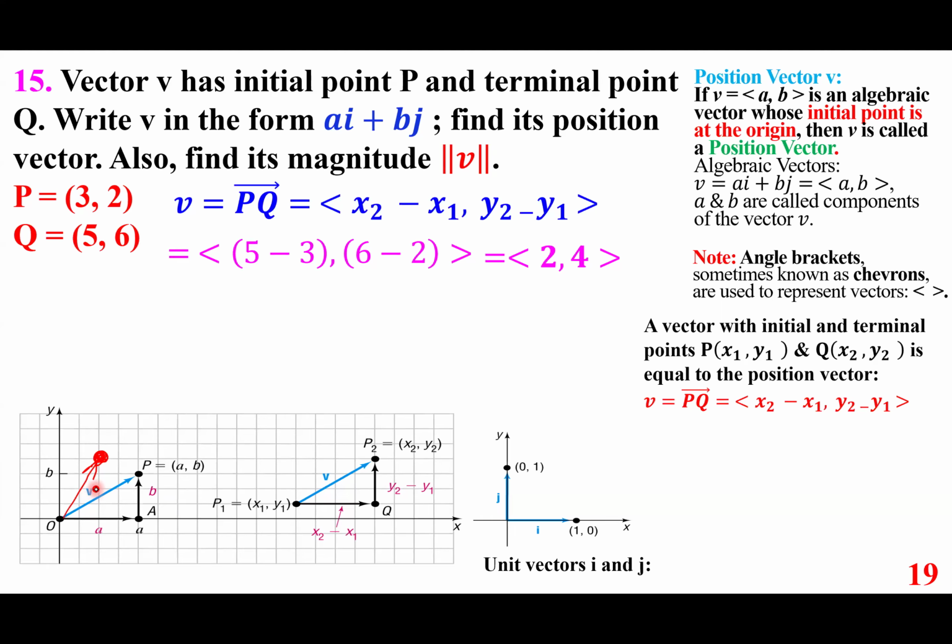All right, so having said that, let's look at the format with ai and bj, exactly the same thing. 5 minus 3 i, 6 minus 2 j, or just use that and write down 2i plus 4j. That's absolutely the same thing.